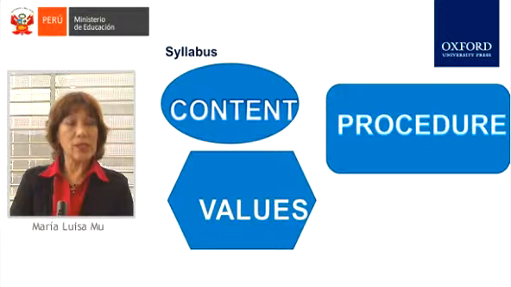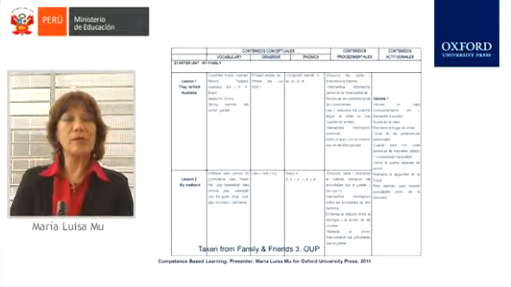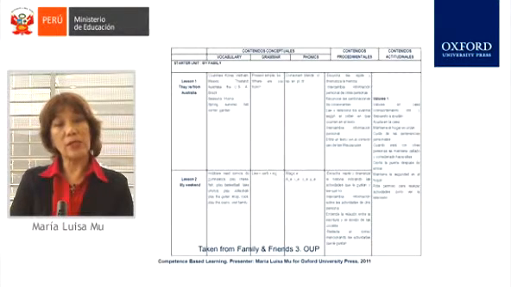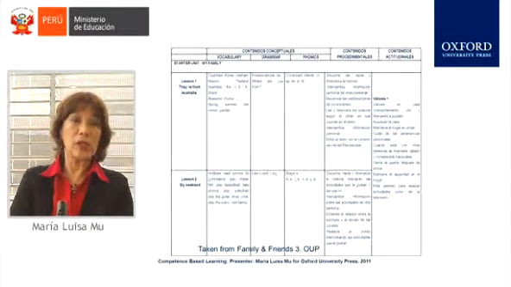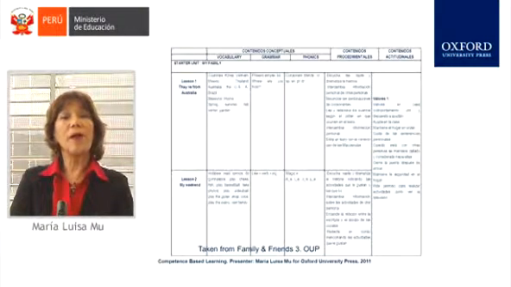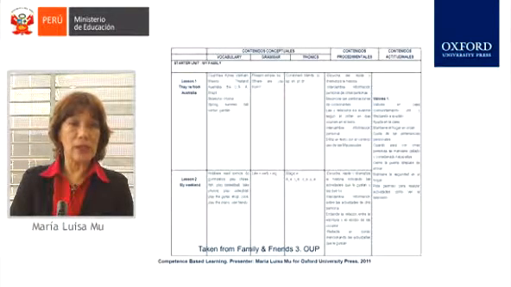The values is an important element because we are preparing people to achieve competences not only for the classroom but also for life. This is an example of a syllabus. It's taken from the text Family and Friends from Oxford University Press, and you can see how the syllabus is presented in terms of content, the knowledge, which is the contenidos conceptuales, the procedure, which is contenidos procedimentales, and the values, which is contenidos actitudinales.